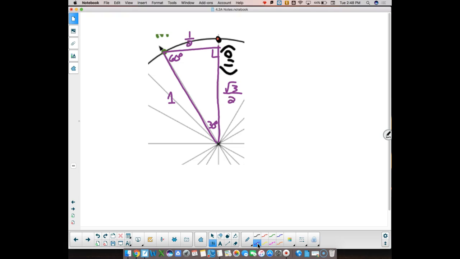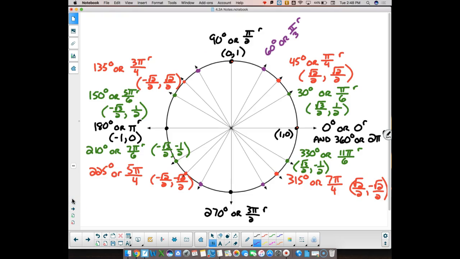So now in my quadrant 2 one, this is 120 degrees, or 2 pi over 3. And so then it would be negative 1/2 and positive square root 3 over 2. Because I went in my negative direction and up there. So what would the coordinates in quadrant 1 be? Well, that would be 1/2 and square root 3 over 2.